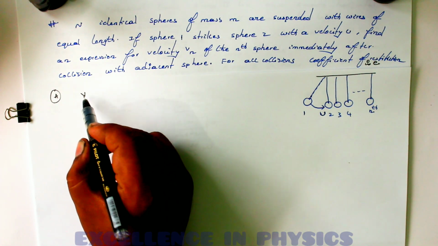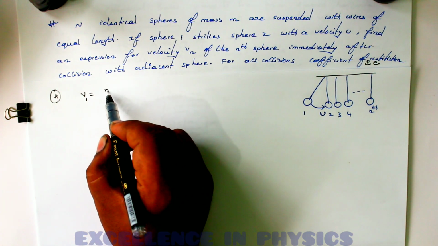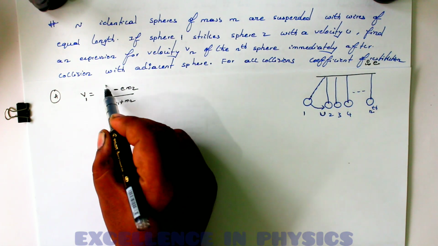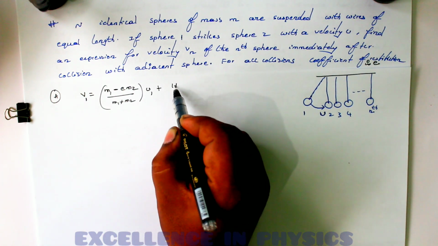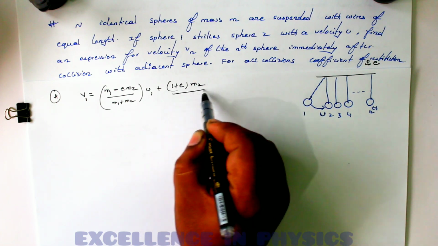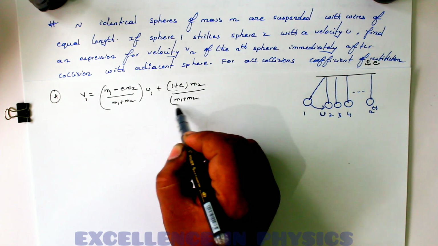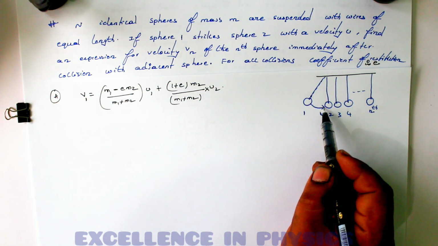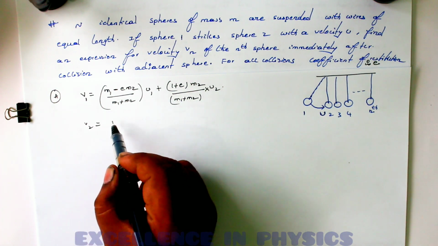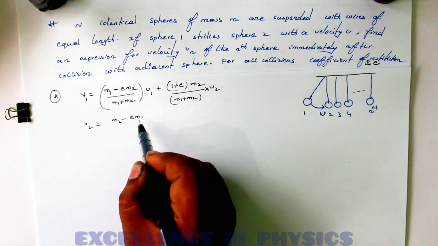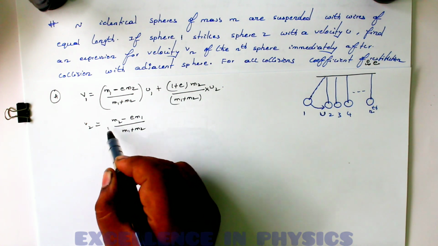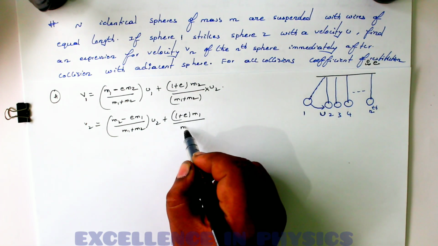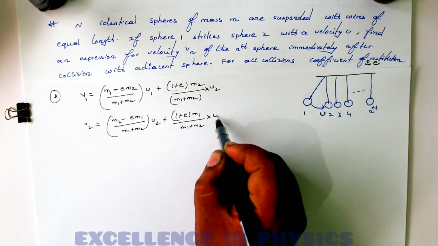The final velocity of the first body is equal to (m1 minus e m2) divided by (m1 plus m2) into u1 plus (1 plus e) into m2 divided by (m1 plus m2) into u2. So this is the final velocity of the first sphere after collision. So v2 will be (m2 minus e m1) divided by (m1 plus m2) into u2 plus (1 plus e) into m1 divided by (m1 plus m2) into u1.